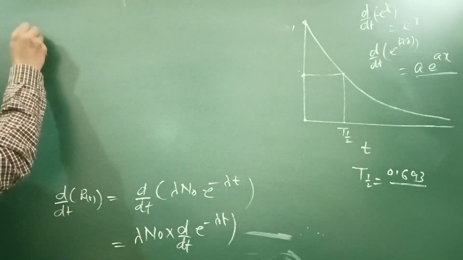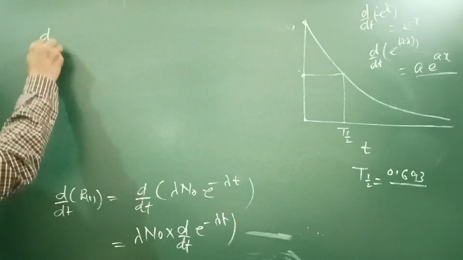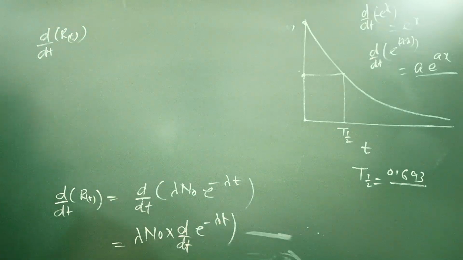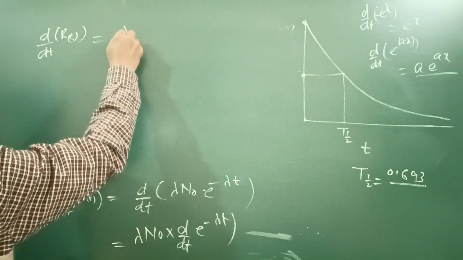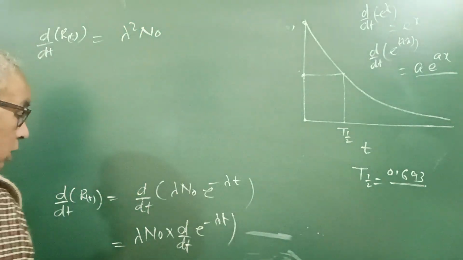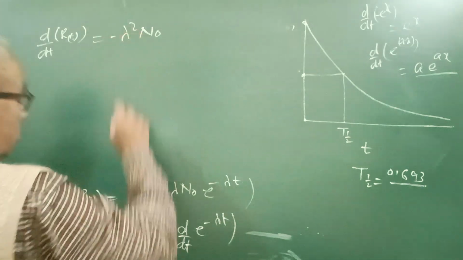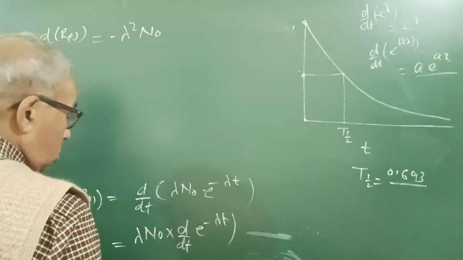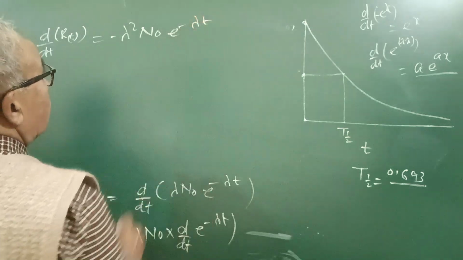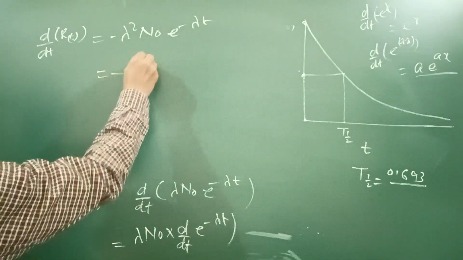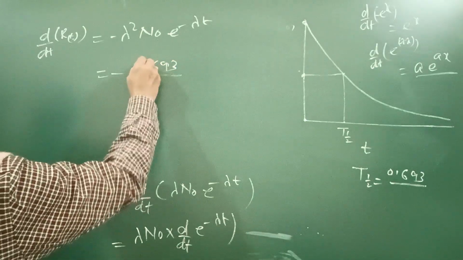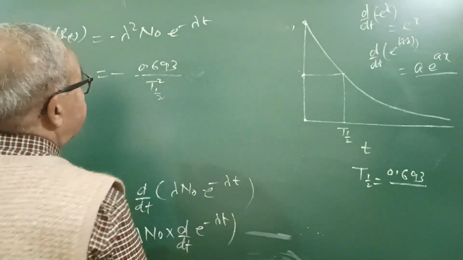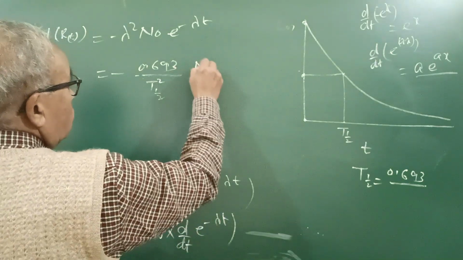So here you can write it as d upon dt of R(t). What is this? The rate of change of radioactivity is equal to minus lambda square n0 e to the power minus lambda t, because lambda will come again, and the minus will also come here. And lambda is 1 upon... 0.693 upon t half, so 0.693 upon t half square.